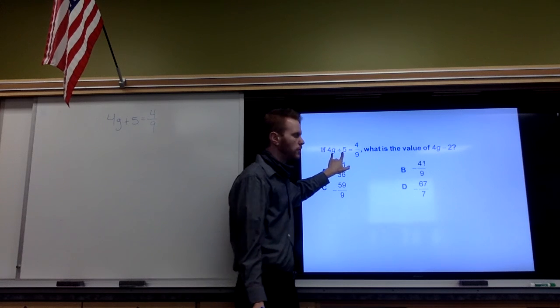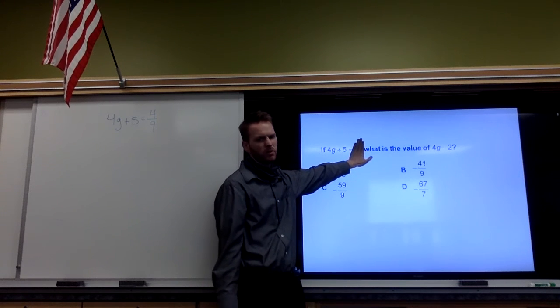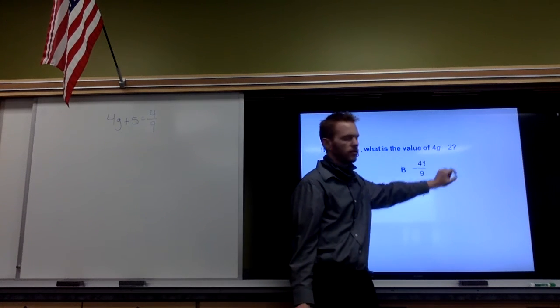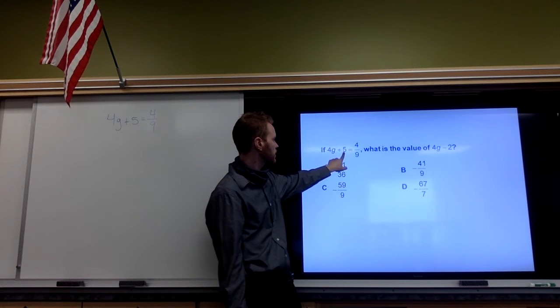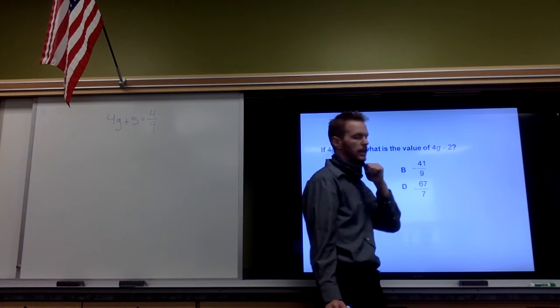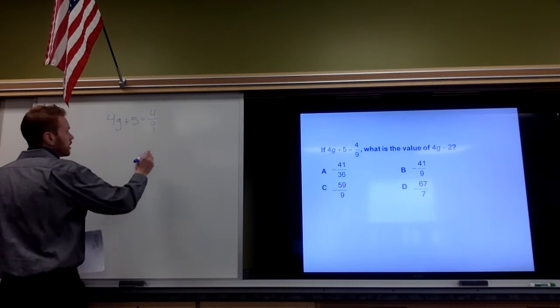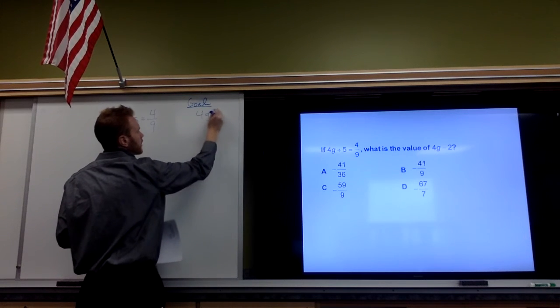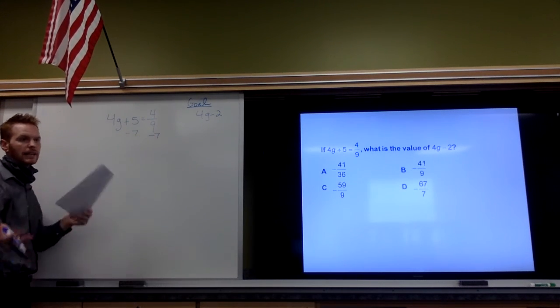I want this, the 4g plus 5, to look like 4g minus 2. Don't worry about the 4/9 yet. How can I transform this into this? Well, I could do a little subtraction, right? If I subtract 7 from this, don't I get -2? So let's do that. We're trying to make these expressions look the same. So the goal is for it to look like this. Okay? So to do that, I'm going to subtract 7 from both sides, because once again, I've got to keep equality.